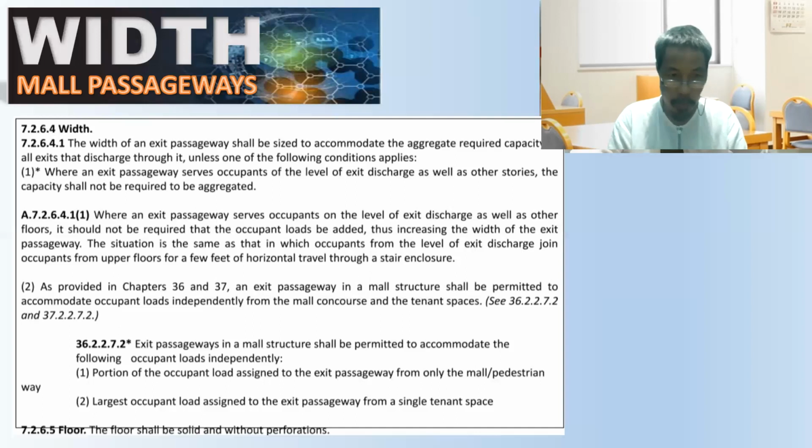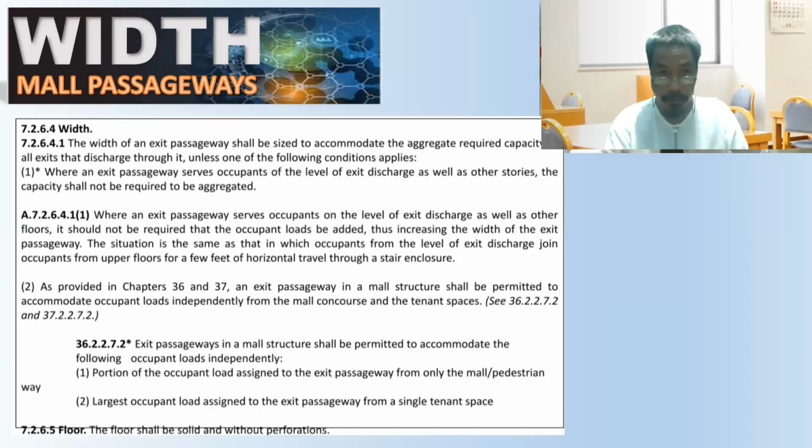7.2.6.5, floor. The floor shall be solid and without perforation. So this passageway floor is without perforation. Perforation means you can see the parts under this floor, because there are holes, regularly designed holes, so perforations.